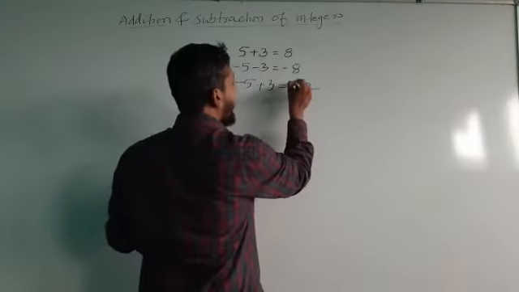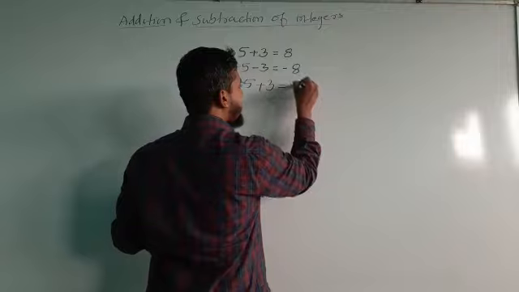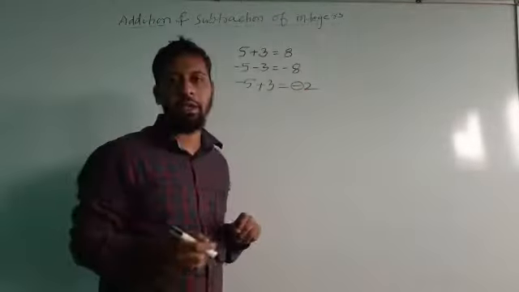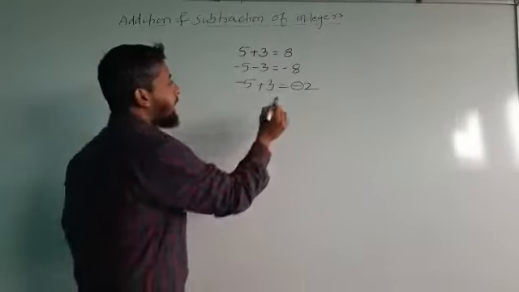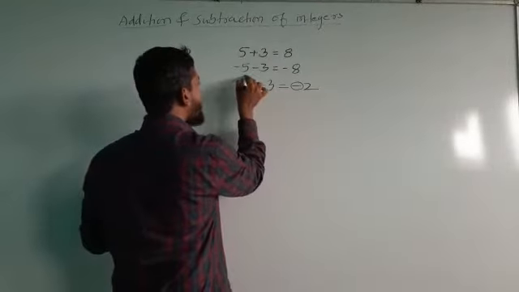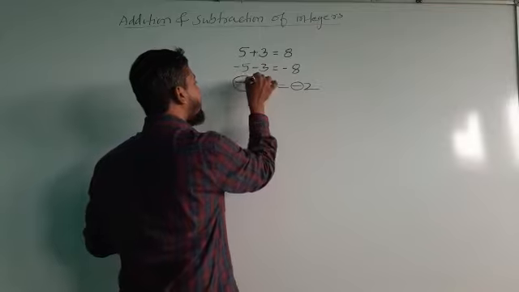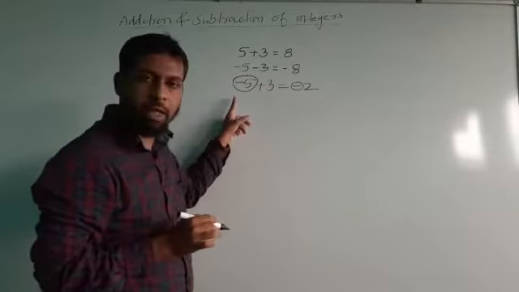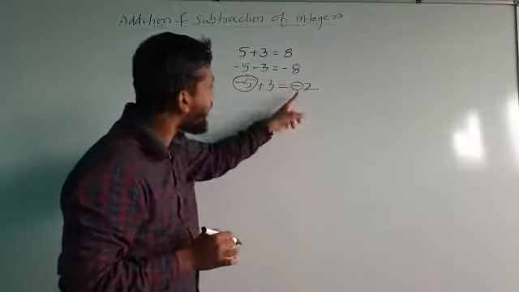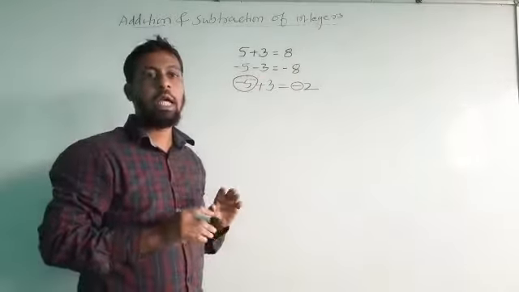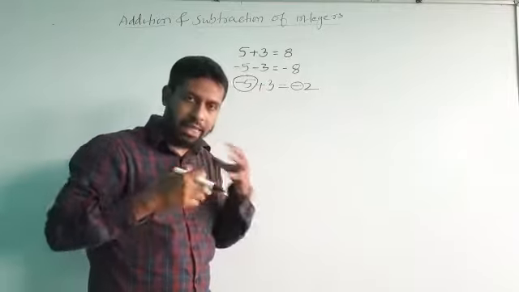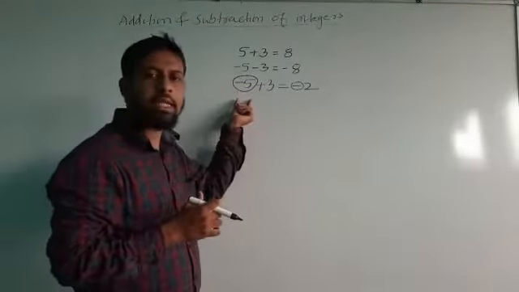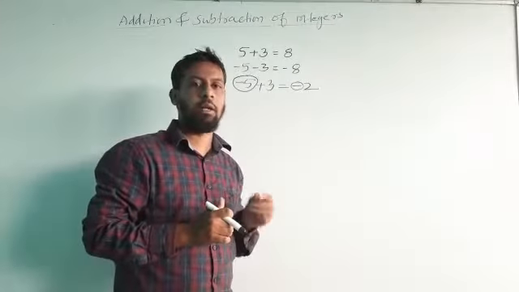And what about this sign? Why sign is minus? That is important. Most of the students do mistake here. Sign here minus because the sign of the greater number is minus. In subtraction, when signs are different, we do subtraction and we will take sign of the greater number.